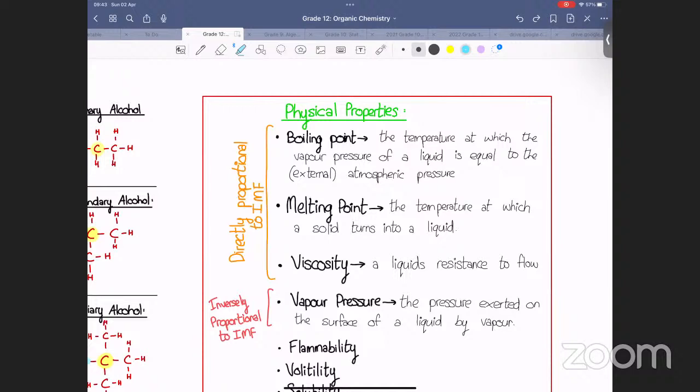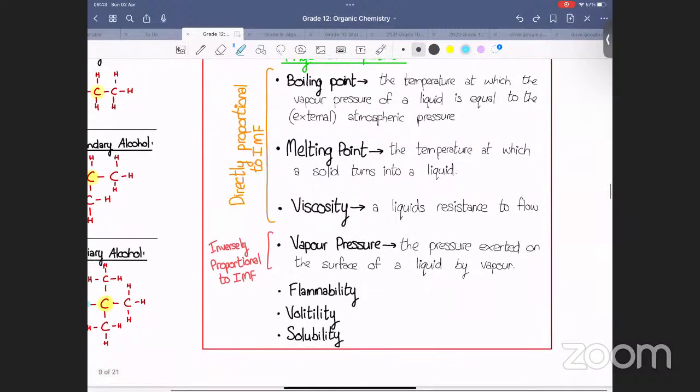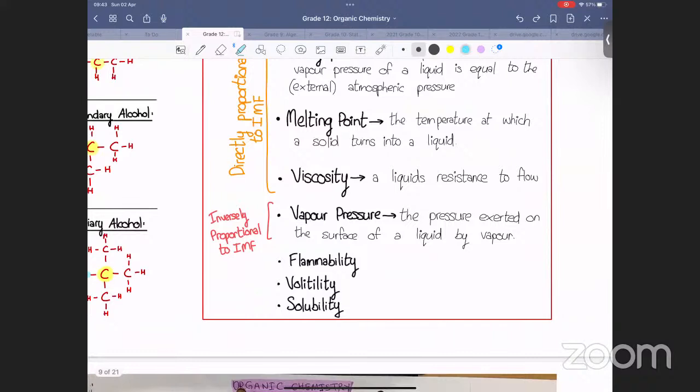Melting point: the temperature at which a solid and a liquid phase are in equilibrium. Viscosity: a liquid's resistance to flow. Vapor pressure: the pressure exerted on the surface of a liquid by the vapor.